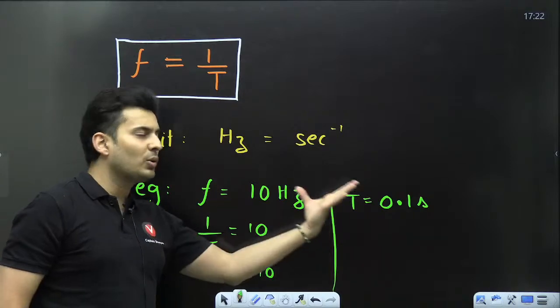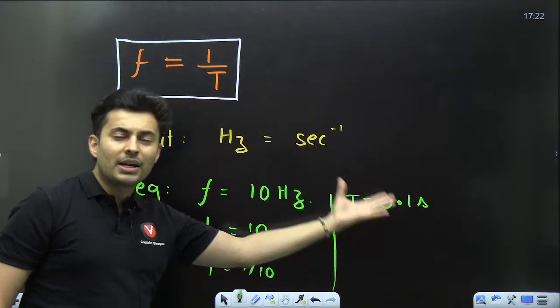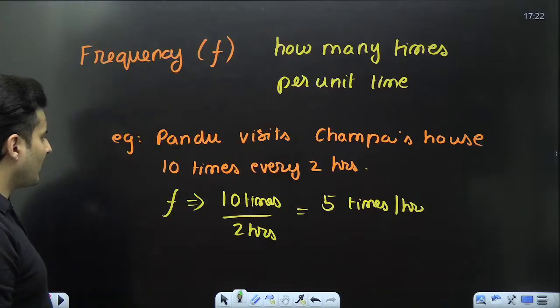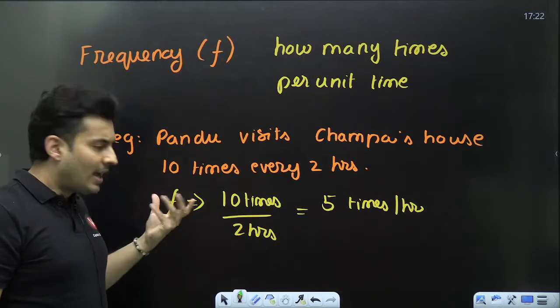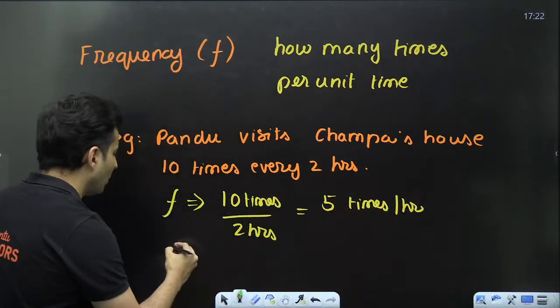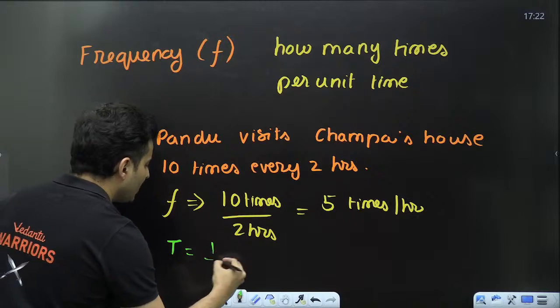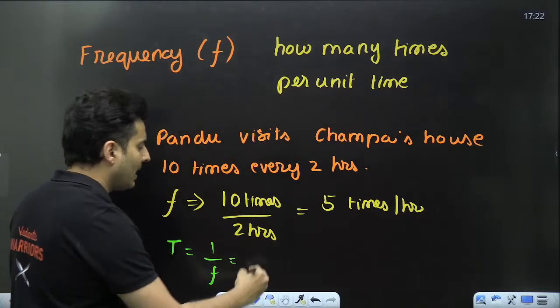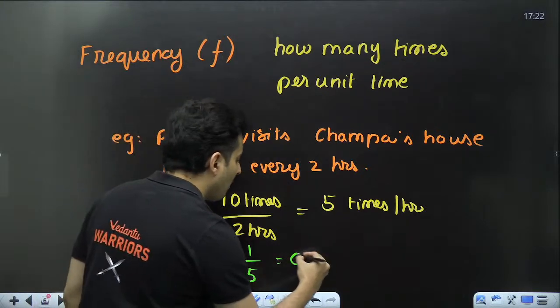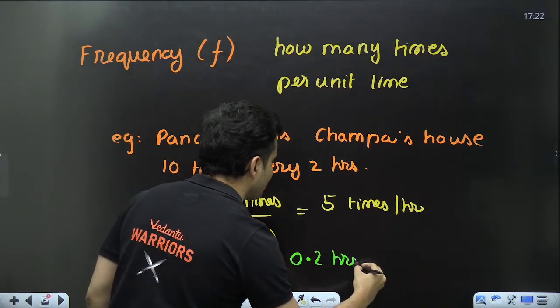So if you know frequency, you can find time period. If you know time period, you can find frequency as well. Like in this case also, if I do 1 by f, I will get the time. So if I want to find the time, I will just do 1 by f, which is basically 1 by 5. So this will be nothing but 0.2 hours.